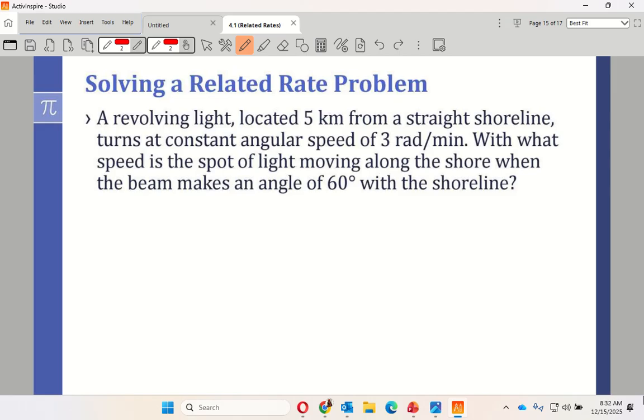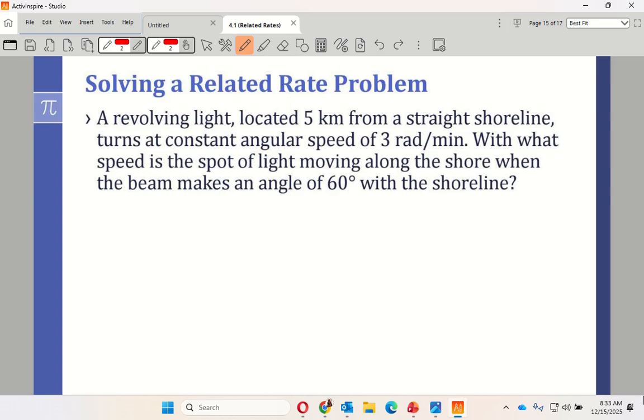Okay, all right. So, showing a related rate problem. A revolving light located 5 kilometers from a straight shoreline turns at a constant angular speed of 3 rad per minute. What speed is the spot of light moving along the shore when the beam makes an angle of 60 degrees with the shoreline? All right, let's unpack all this.